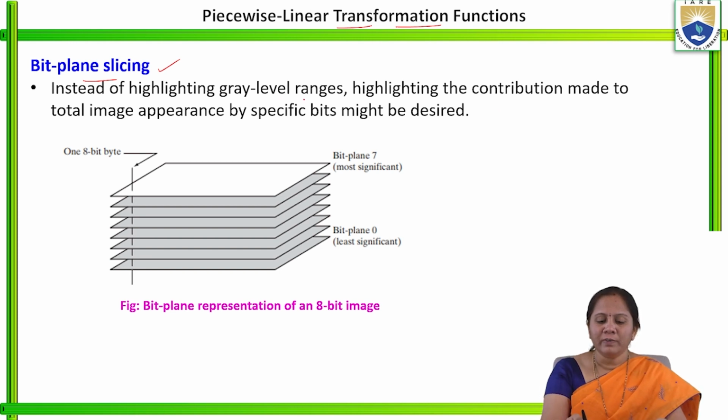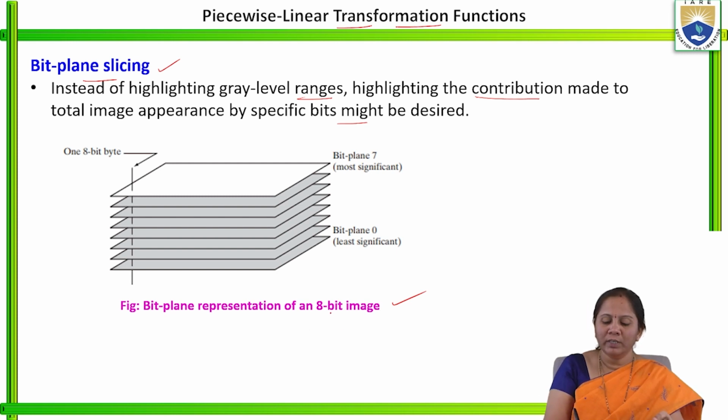So instead of highlighting gray level ranges, highlighting the contribution made to total image appearance by specific bits may be allowed. That is what we have discussed. Now, this is the bit plane representation of an 8-bit image. Here we have considered an 8-bit image. So these are all the 8 planes.